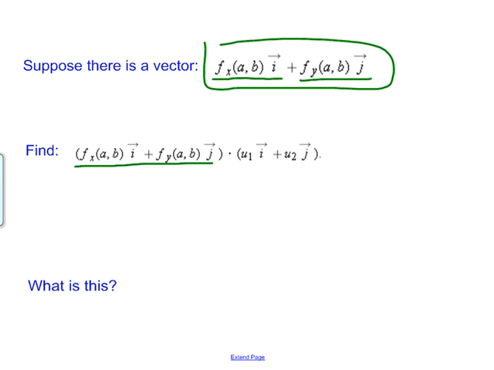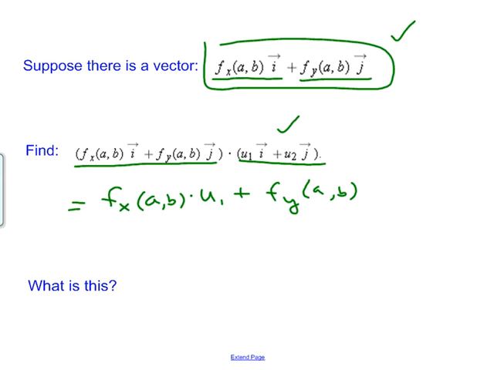Well, what if we were to do a dot product of this new vector? So if we dotted this vector with u1 i plus u2 j, our direction vector, what would we get? Well, using our understanding of the dot product, this is just f sub x at (a, b) times u1 plus the partial derivative with respect to y at (a, b) times u2. And that's just the definition of the dot product. Well, what is that? That should look familiar to us. This is the partial derivative in the u direction.